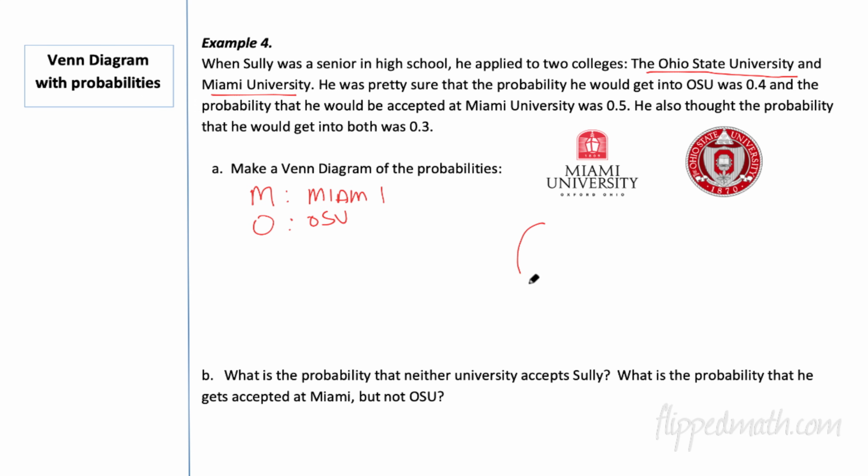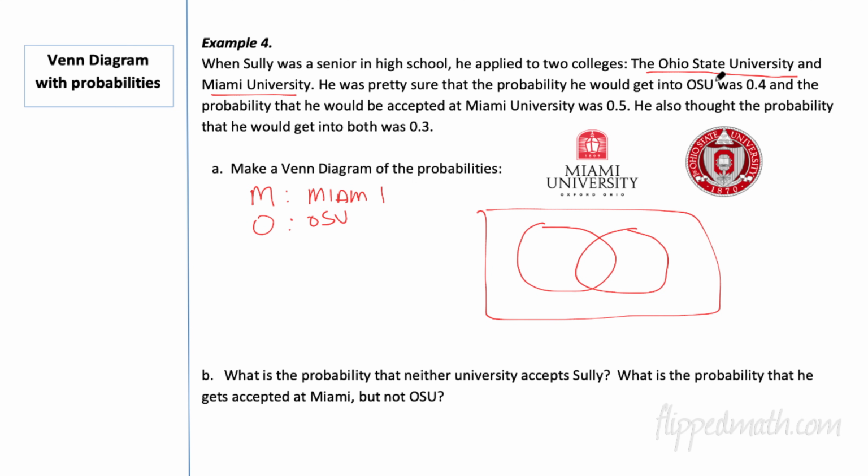So I'm going to draw my two circles here, and draw my box on the outside. Probability of getting into OSU was 0.4. Always start at both, the intersection here. That's both A and B. We'll make this Miami, and we'll make that Ohio State. The probability of getting into both is 0.3, so right here we put a 0.3. That's coming from here.